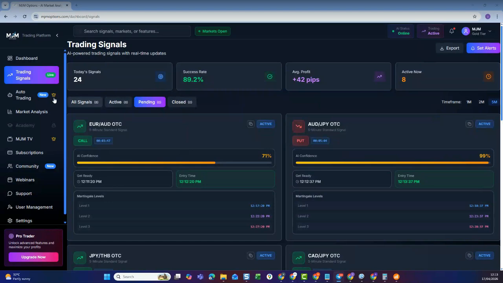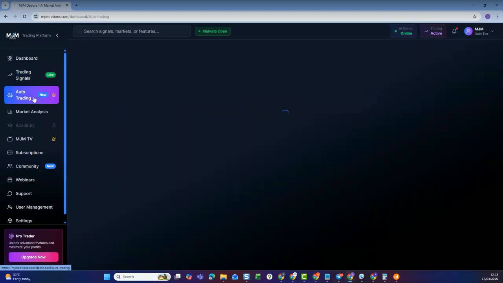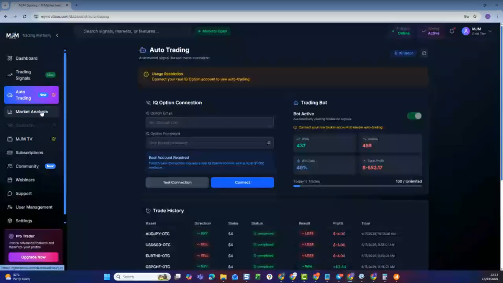So now the next thing we have is the auto trading. Auto trading is where the AI trades for you automatically. It places trades for you on your behalf, transfers for signals, and gives you trades.